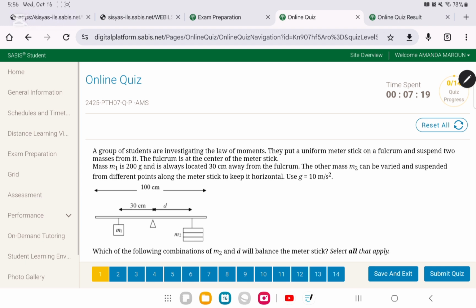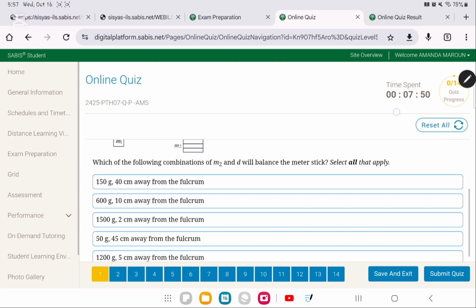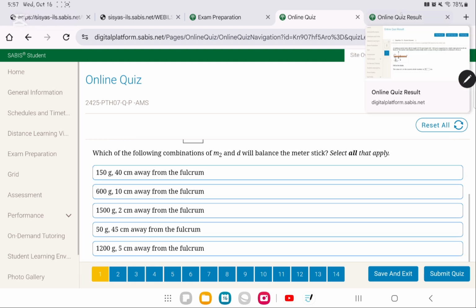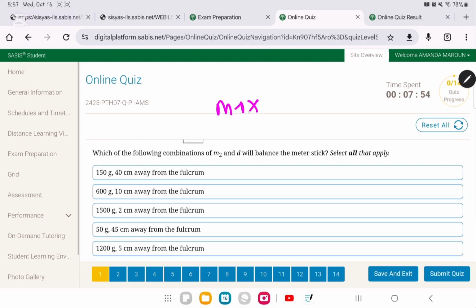If you go up, it's actually not mentioned, I did not see if it's mentioned or not, but I believe that the stick is massless. Let's say the stick is massless. We're only focusing on these two weights. If they said that the stick is not massless, a totally different thing would happen. But because they didn't tell us the mass of the stick, we're going to say that the stick is massless. If we apply the rules, we get mass 1 times perpendicular distance 1 is equal to mass 2 times perpendicular distance 2.